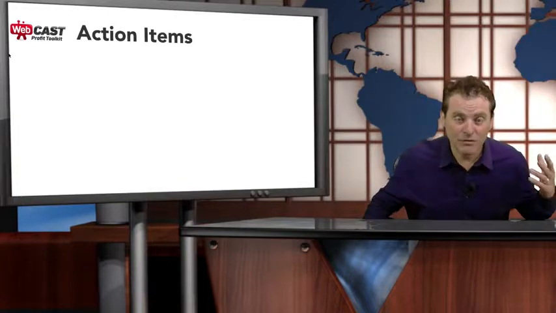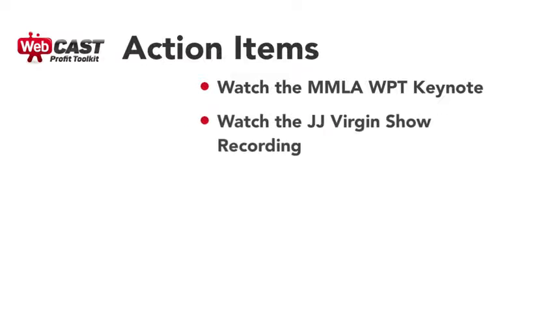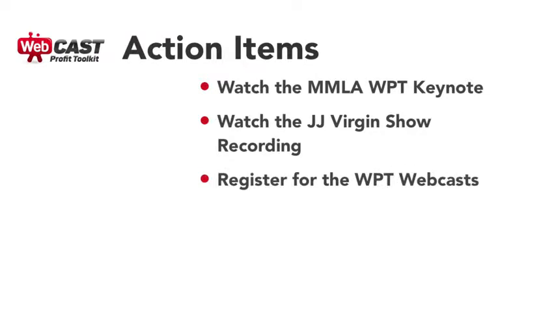So before we get into the Q&A, I've got a couple of action items for you. I'll go through those with you right now. First of all, watch the Make Market Launch It Webcast Profit Toolkit keynote. I gave you a link to that earlier. Then watch the JJ Virgin show recording. That's also inside the membership site under bonuses. And register for the Webcast Profit Toolkit webcasts. I'm going to end up deconstructing those and giving you the show flow for those that you'll be able to study. They are coming up, as of right now, if you're watching this live, in the next week. And start working on your own show flow.